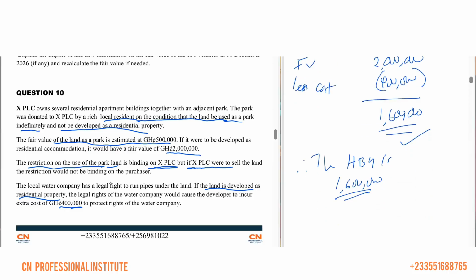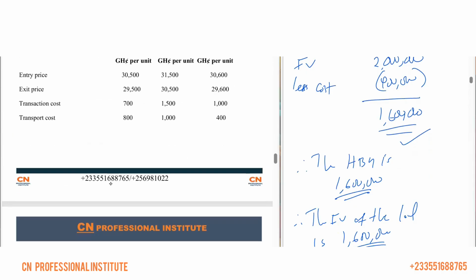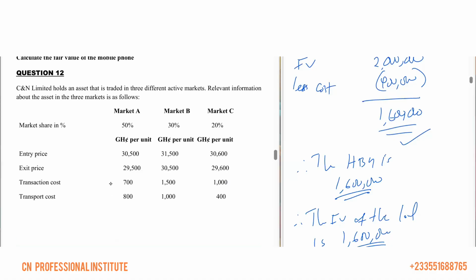Therefore, the fair value of the land is 1,600,000. Let's continue. Let's also look at another question. Let's come to question 12.